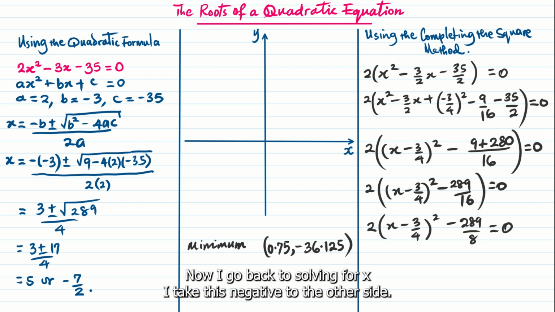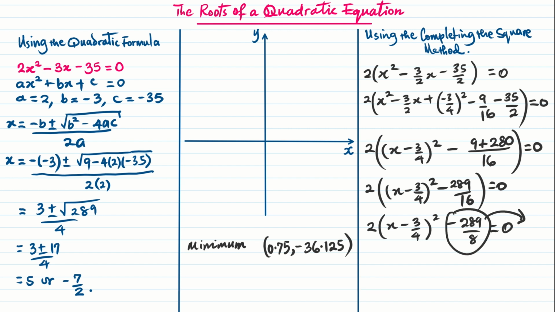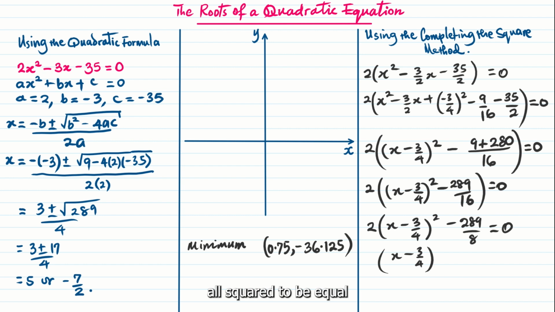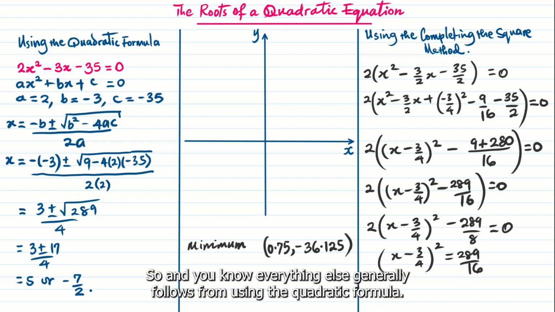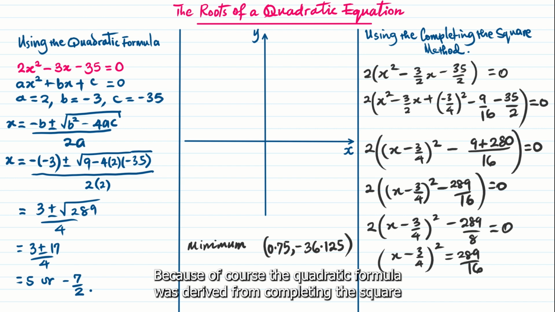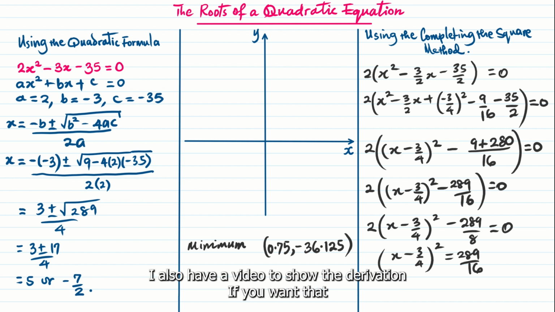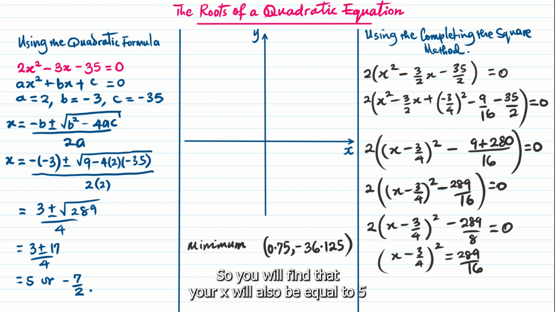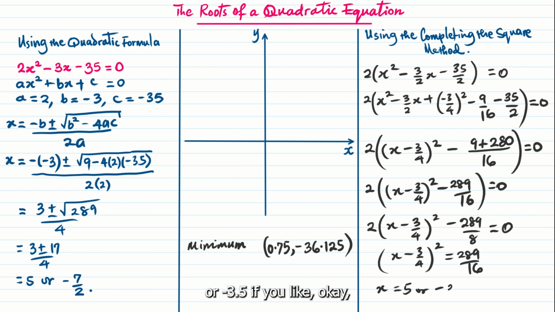Now I go back to solving for x. I'll take this negative to the other side, and if I divide both sides by 2, I will have x minus 3 over 4 all squared equal to 289 over 16. Everything else generally follows from using the quadratic formula, because of course the quadratic formula was derived from completing the square. I also have a video to show the derivation. If you want that, please click it now. The link is up there and then you can watch. So you will find that your x will also be equal to 5 or negative 3.5 if you like.